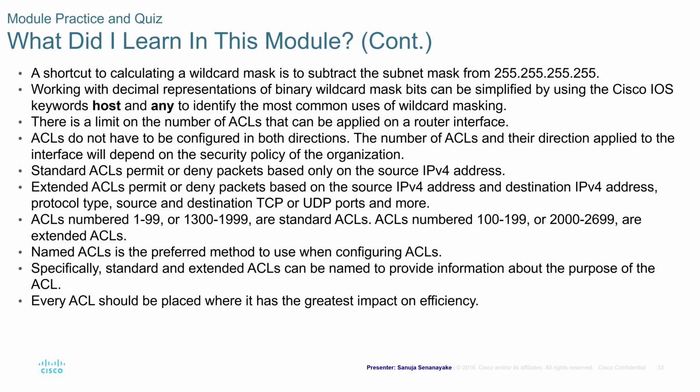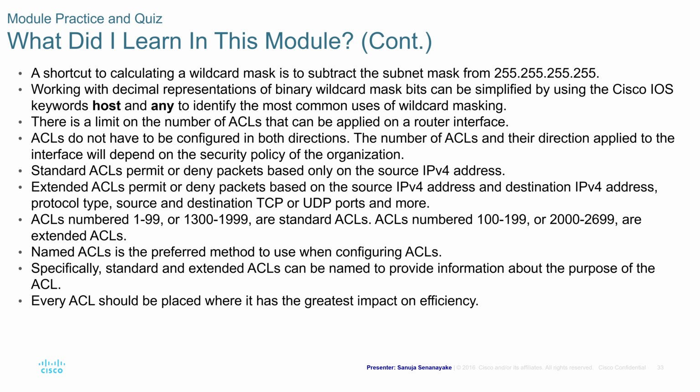You also learn that named ACLs are the preferred method to use when configuring an ACL, so it is easy to figure out what we are doing when you come back to that router later. So we learn how important the naming conventions are that you should use. Standard and extended ACLs can be named to provide information about the purpose of the ACL. Every ACL should be placed where it has the greatest impact on efficiency.